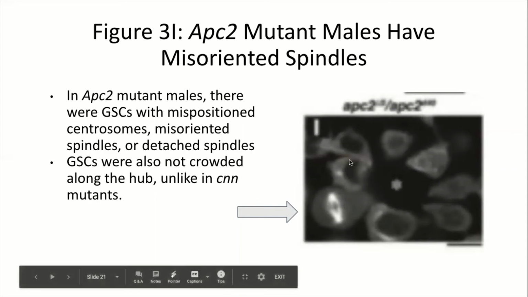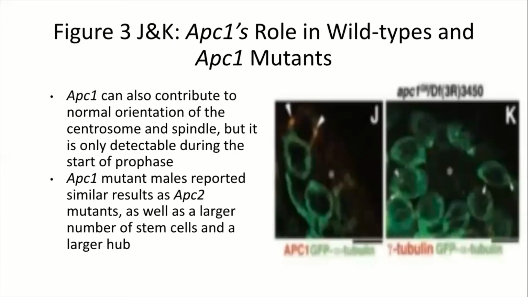So as you can see right here, the spindle fibers and centromeres are not oriented correctly toward the hub. Now in Figure 3J and K, that goes over the other Drosophila APC homolog, APC1.